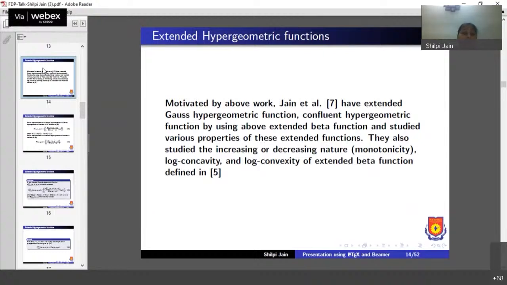Motivated by the above work, Jain et al. have extended the Gauss hypergeometric function and confluent hypergeometric function by using the above extended beta function and studied various properties of these extended functions. They also studied the increasing or decreasing nature, concavity and log convexity of the extended beta function defined by equation number 5, which we already discussed.